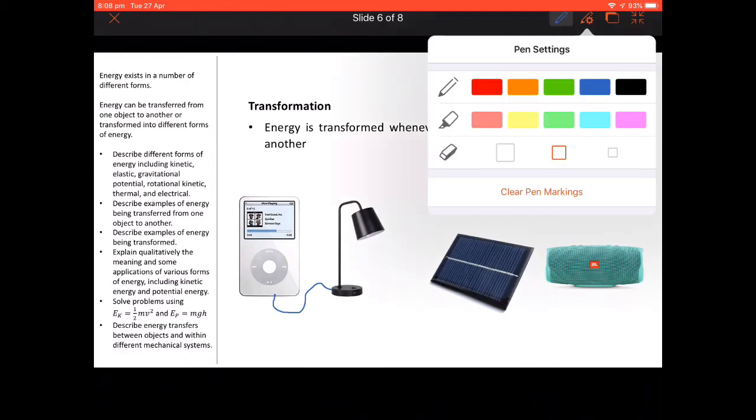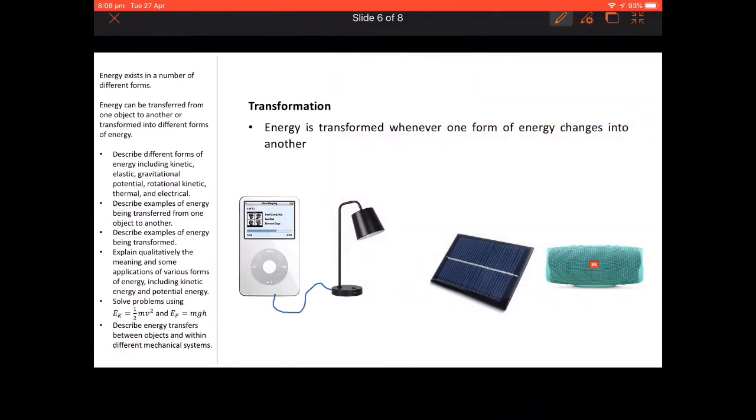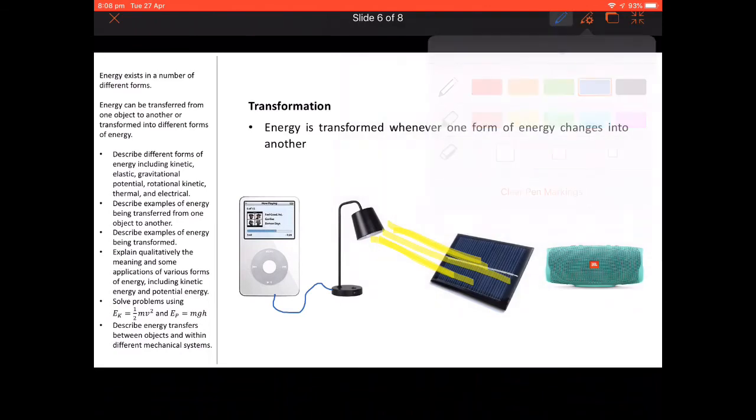Then the lamp was shining, actually maybe I'll use this colour. The lamp was shining onto a solar receiver, and then the solar receiver was plugged into a speaker. So there was no wire connection between the iPod and the speaker. But the speaker was playing whatever the iPod was playing, and you could verify it by switching songs on the iPod to then play whatever you wanted to listen to.